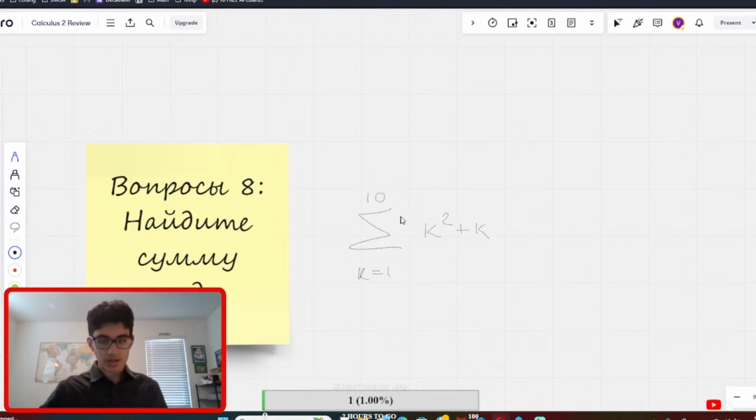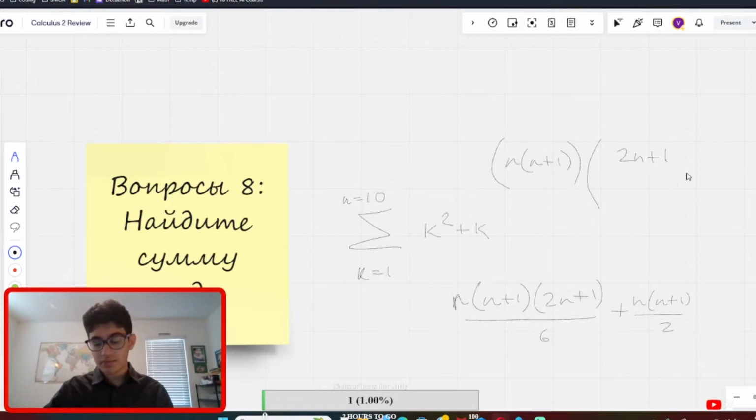Right? Okay, let's try to do this actually. So right now I'm saying n equals 10. Okay, so to simplify it a bit, n times n plus 1 times 2n plus 1 over 6, plus n times n plus 1 over 2. We can factor out an n times n plus 1, and that leaves us with this times 2n plus 1 plus 3 over 6. Right? This cancels out to just give us n plus 2 over 3.